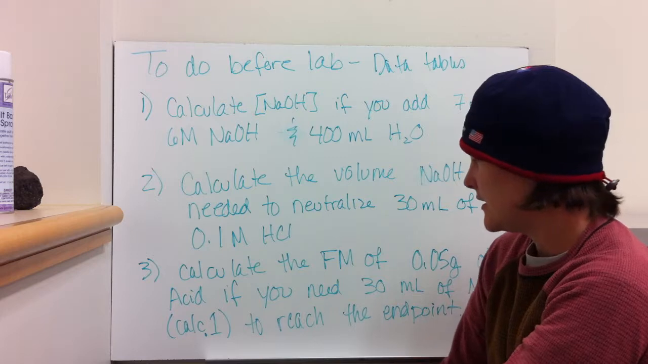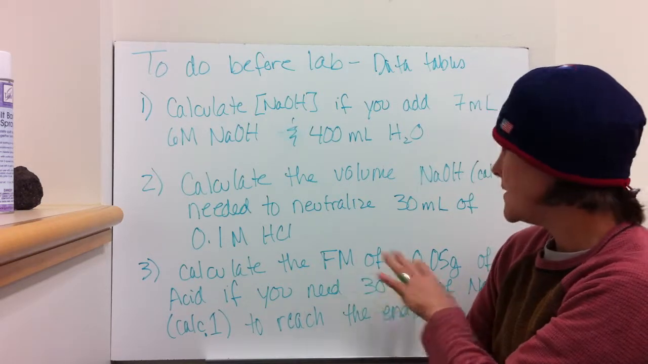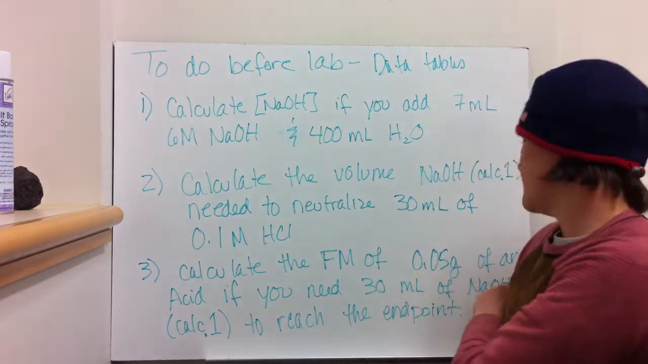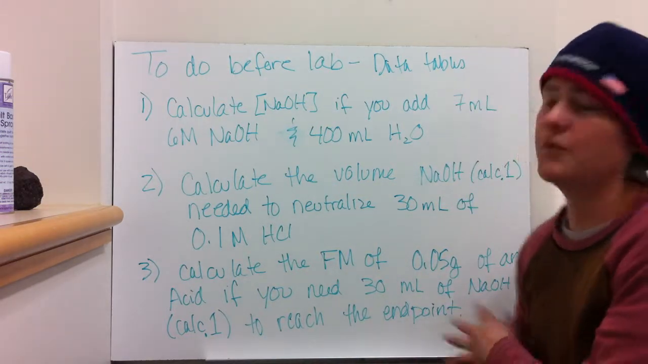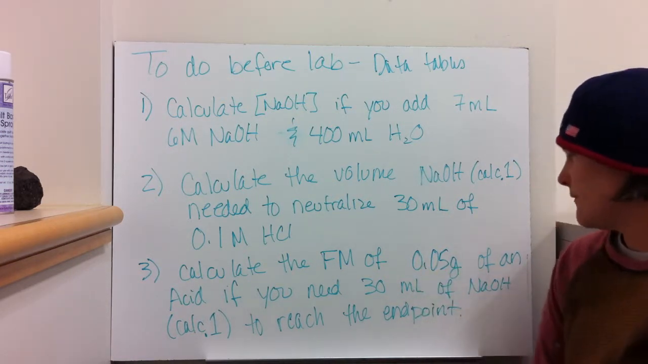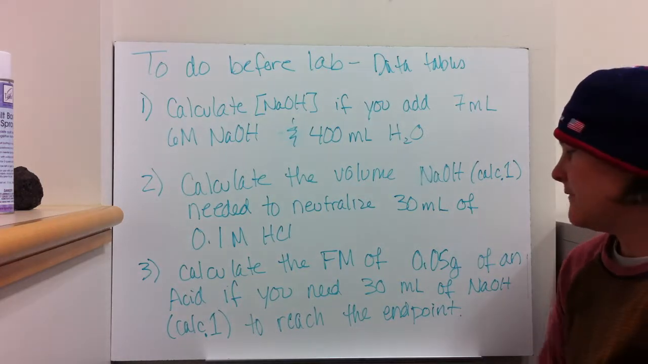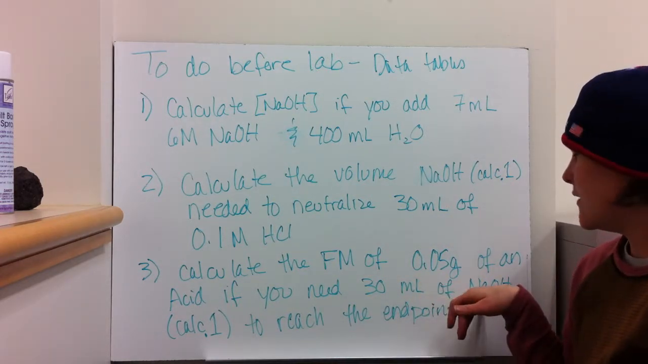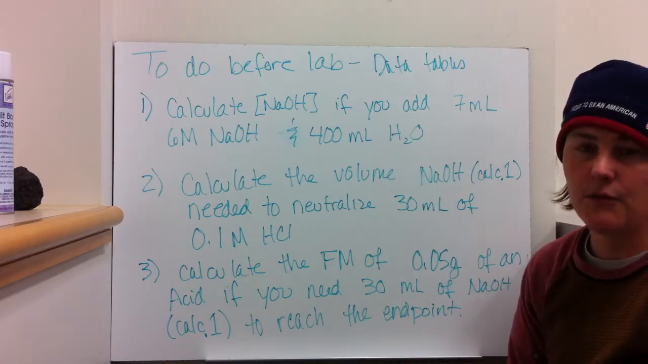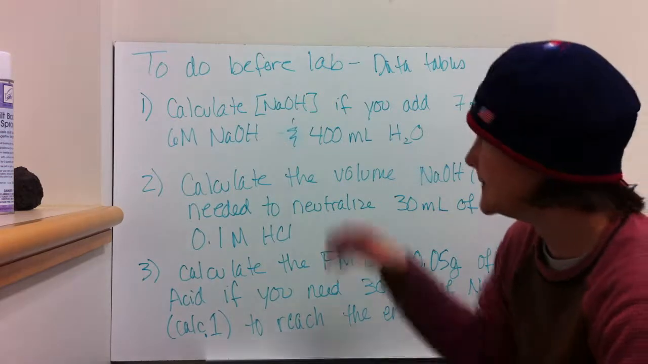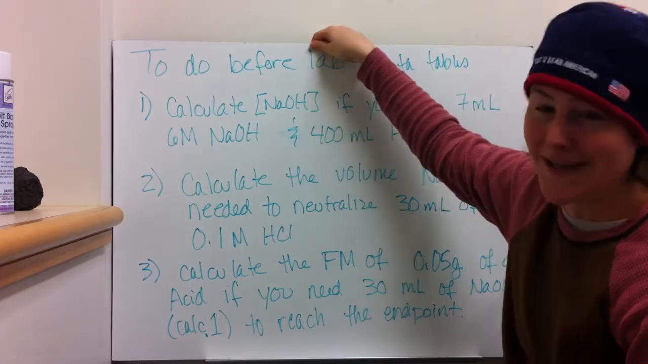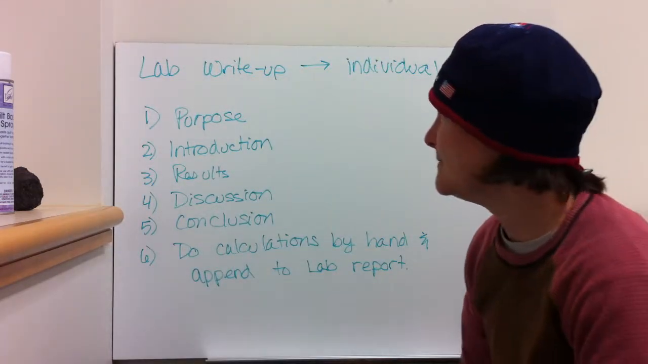So do that calculation. All right. Then I want you to practice calculating the formula mass from this titration data. You can use whatever numbers you want, but say you have 0.05 grams of an unknown acid, and you needed 30 mils of the NaOH that you calculated the concentration of up here to reach the endpoint. What would be the formula mass? So do those calculations before lab, and it would be great if you did them before Monday morning so we could talk about them in class if necessary.